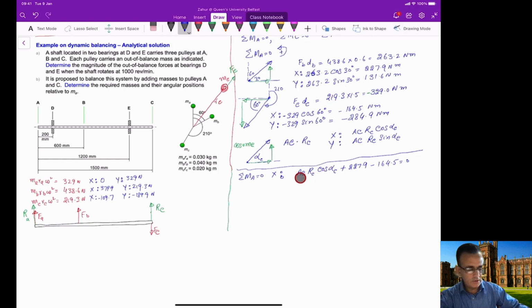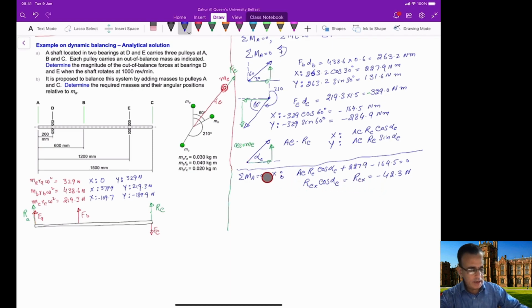So now in this equation, because we know AC, which is the distance from A to C, which is 1.5, from this equation now we can calculate this RCX. So this RC cos alpha C, you can call this RCX. So from this equation, you can calculate RC cos alpha C, which you can call RCX. So you will get this thing, which will be equal to minus 42.3 Newton. So we managed to calculate RCX.